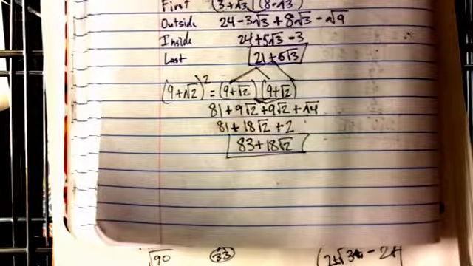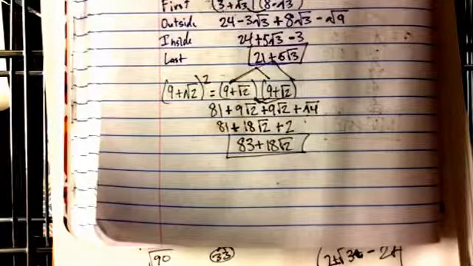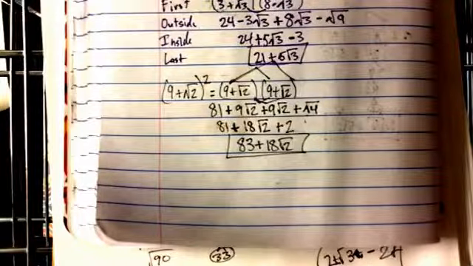So, are we feeling confident with foiling with radicals, or do we need another example? Thumbs up if we're good. We're good. Ready to go.